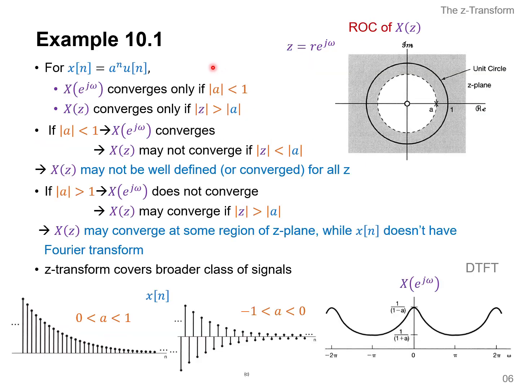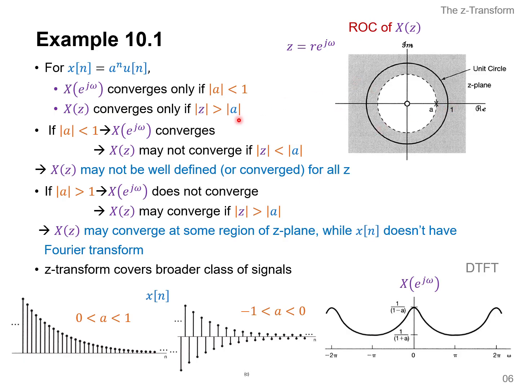Let's summarize this example. It shows the z transform works for more signals than the Fourier transform. For the Fourier transform x of e to the j omega, it converges only when the magnitude of a is less than 1. For the z transform x of z, the convergence depends on the magnitude of z. It works when the magnitude of z is larger than a.